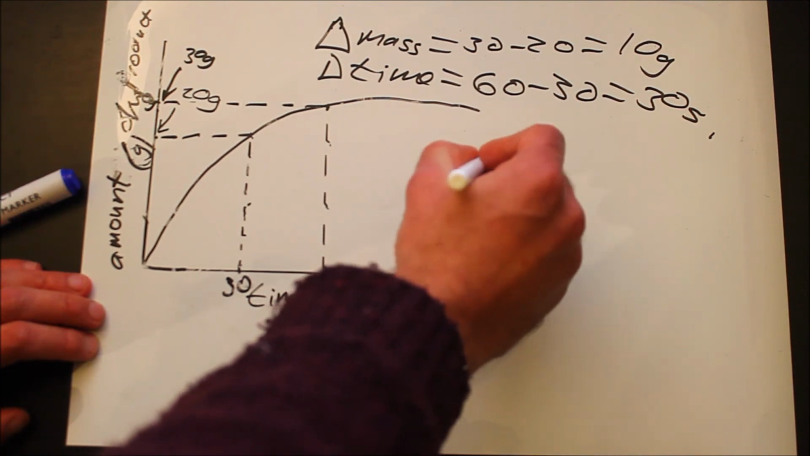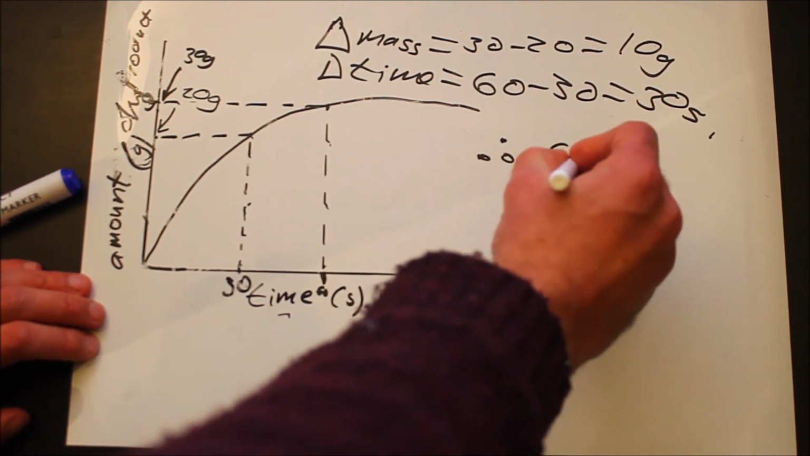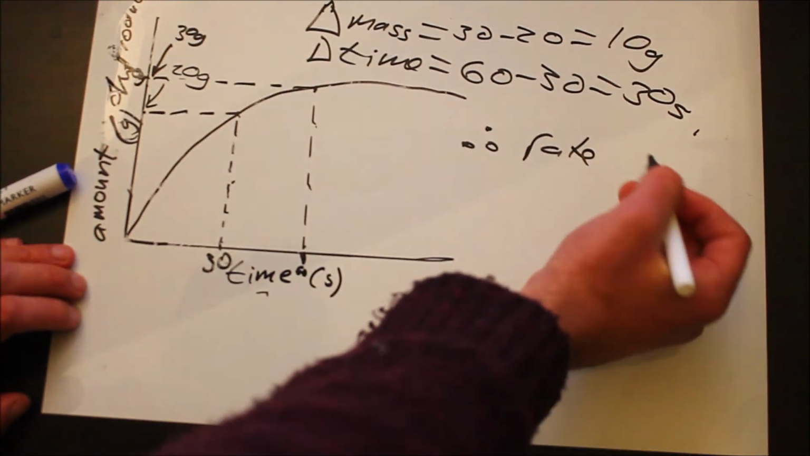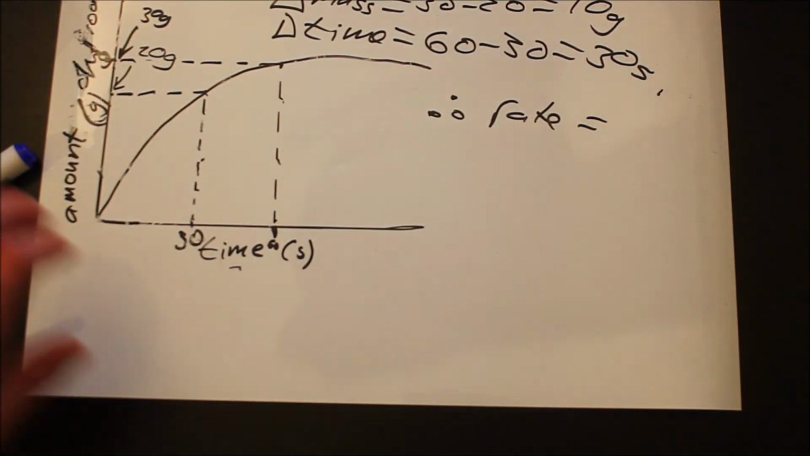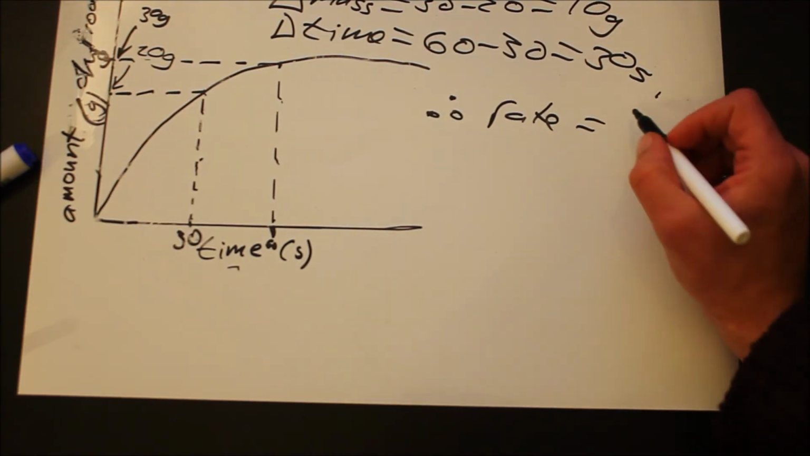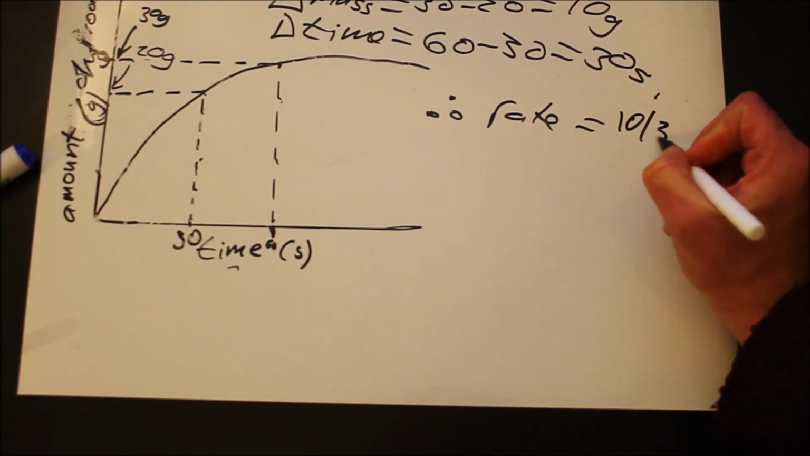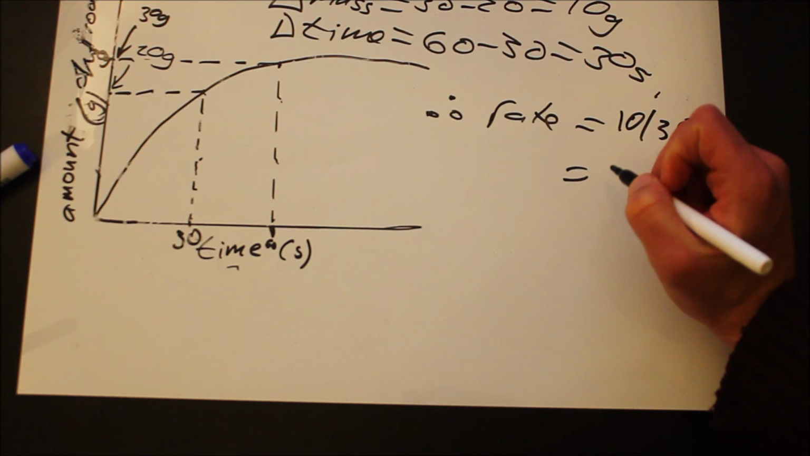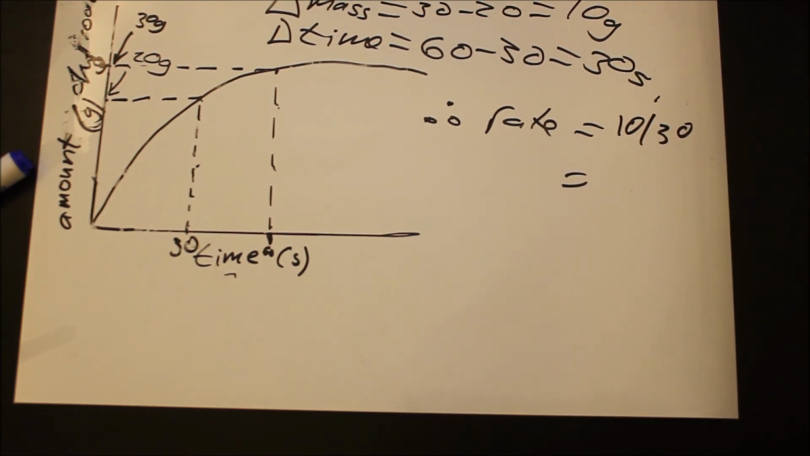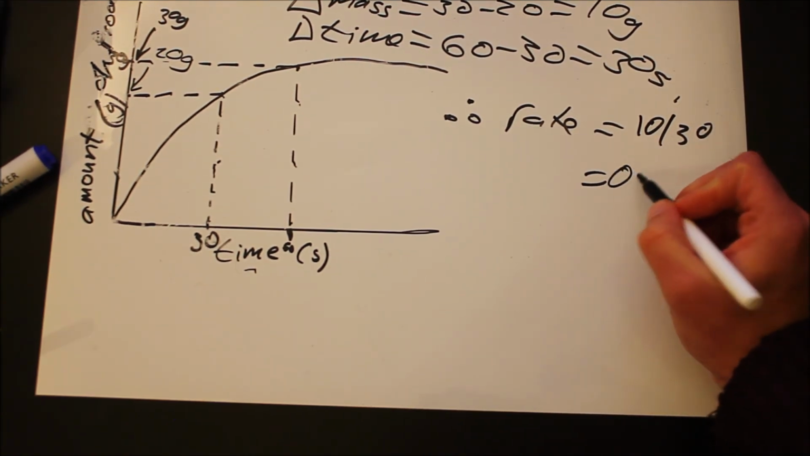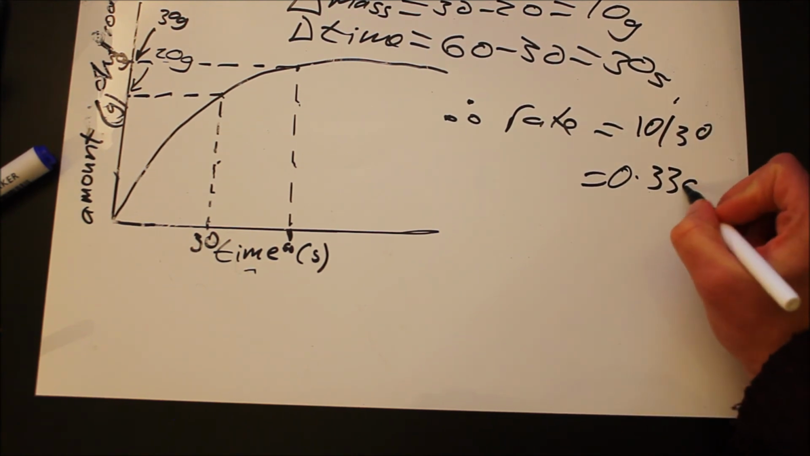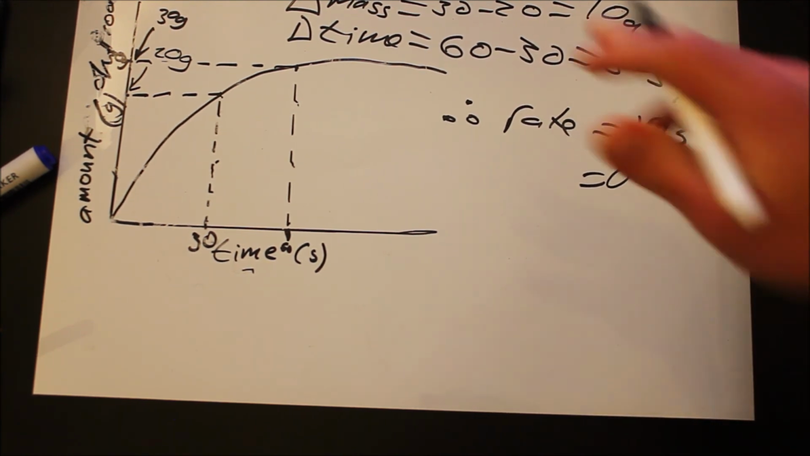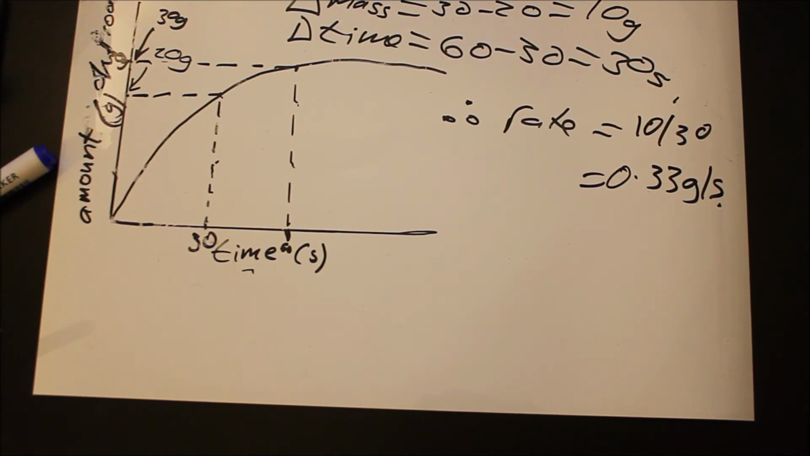Therefore, our rate, this little symbol means therefore, rate is equal to 10 divided by 30, which equals 0.33 recurring grams per second. Okay, and that gives you your average rate between there.